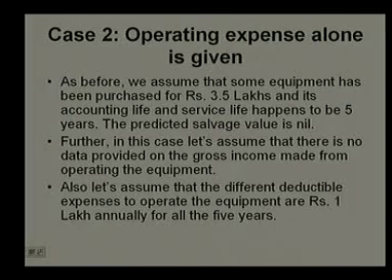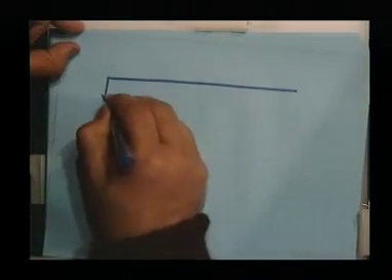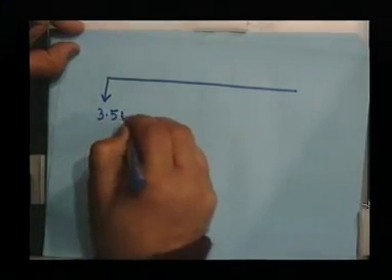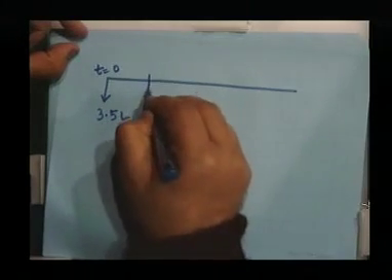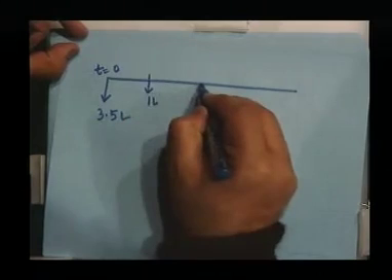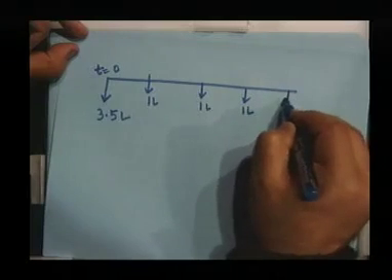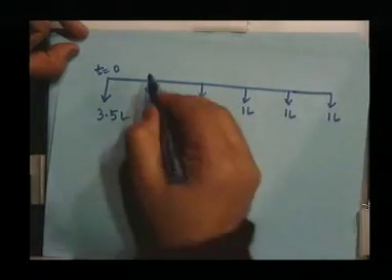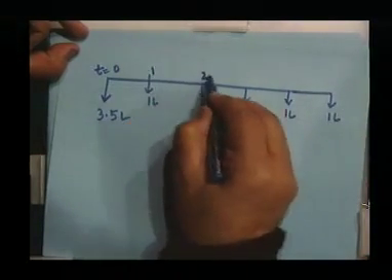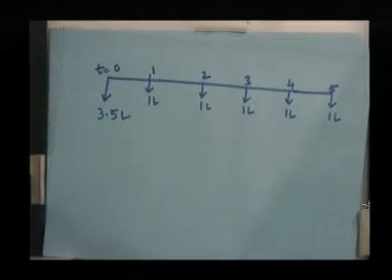Let us start with pre-tax cash flow diagram again. So, here what you find, 3.5 lakh you are spending right at the beginning at time t is equal to 0. At year 1 you are spending 1 lakh, year 2 again 1 lakh, year 3 again 1 lakh, year 4 again 1 lakh, and year 5 again 1 lakh. So, this is 1, 2, 3, 4, 5. No salvage value, no income information. This is the pre-tax cash flow diagram.